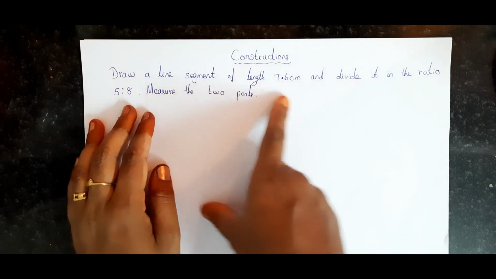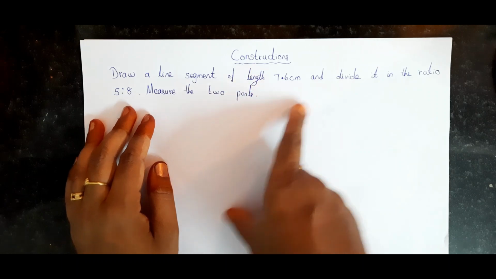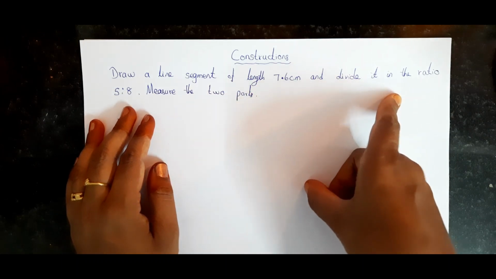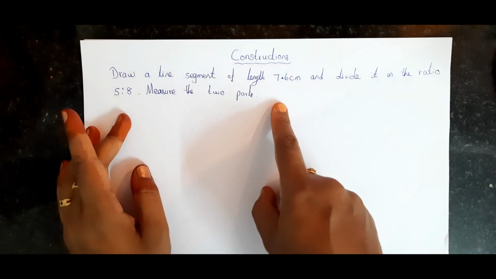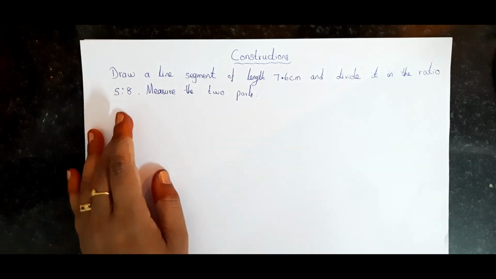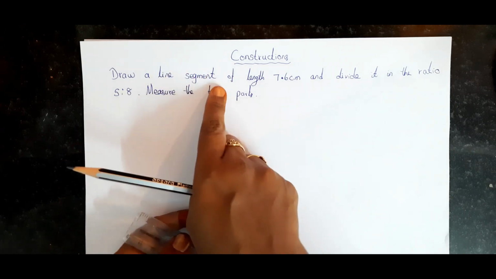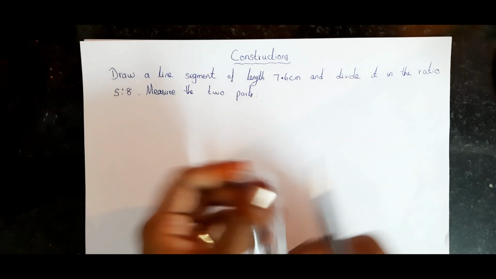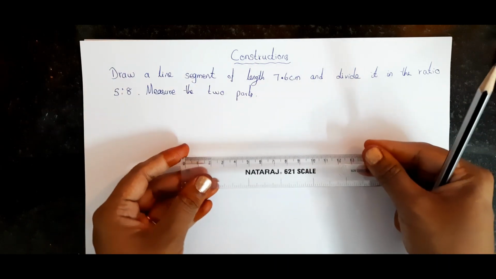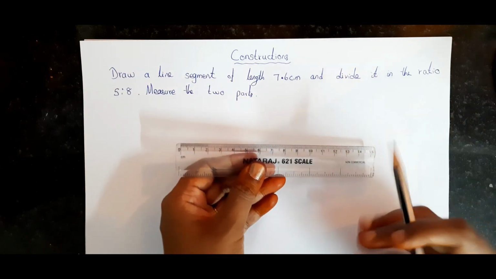What is our question? First we have to draw a line segment 7.6. Then we have to divide the line segment in the ratio 5:8. Then we have to measure the two parts, right? For that, first we need to draw the line segment. What is the length of the line segment? 7.6. So using a scale, first we have to draw the line segment of 7.6, right?